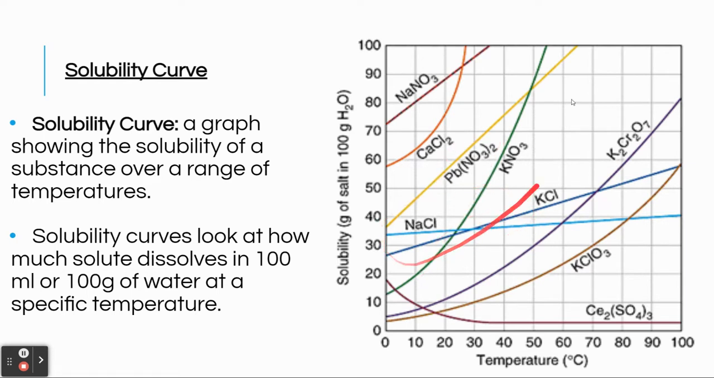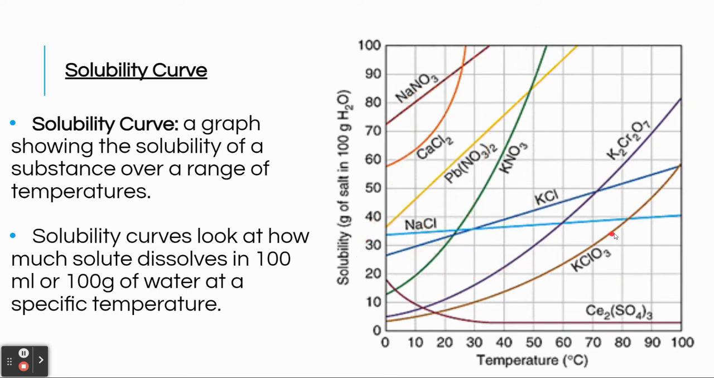So you can do that for any substance that's here. And you'll notice for the most part, for these ionic compounds that are solids at room temperature, as you increase temperature, their solubility goes up. There is one exception, this one over here. Don't really worry too much about that exception. For the most part, you're going to see the ones that do go up as you increase the temperature.